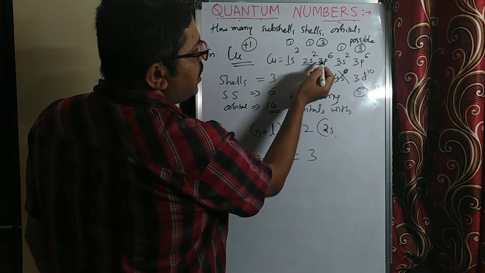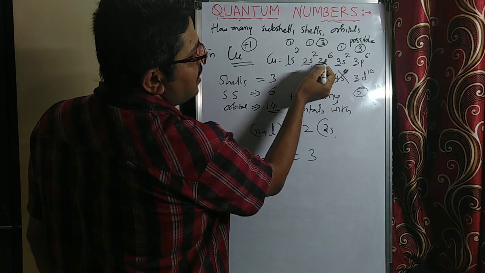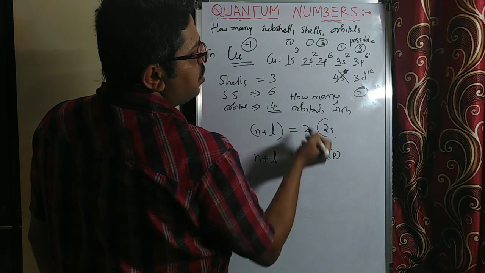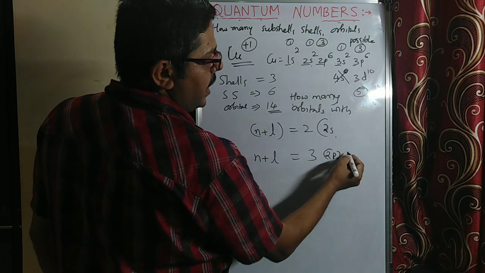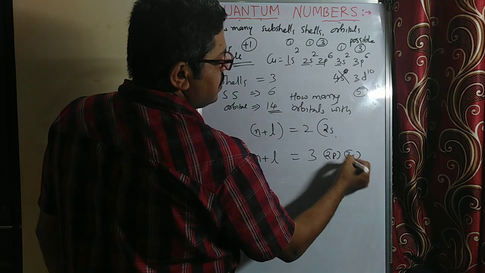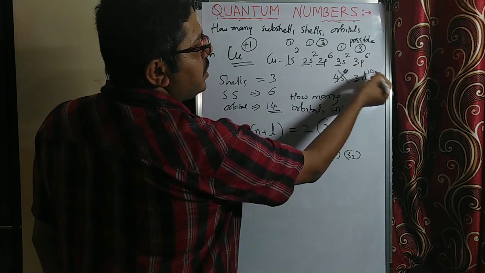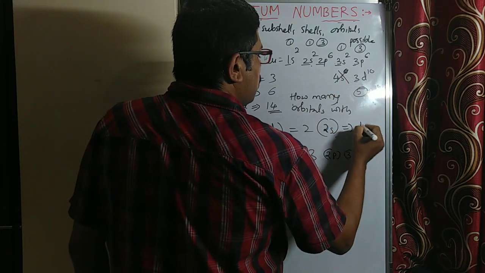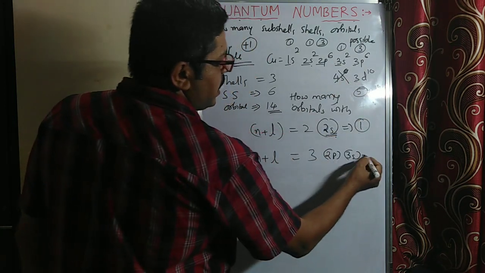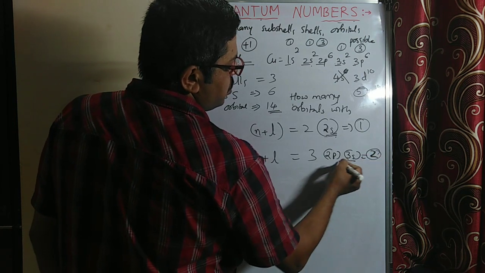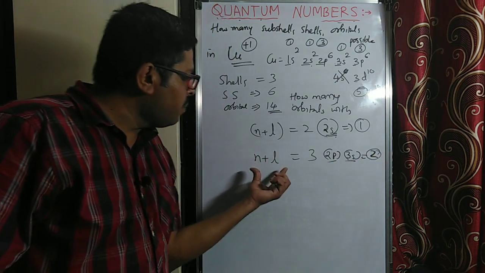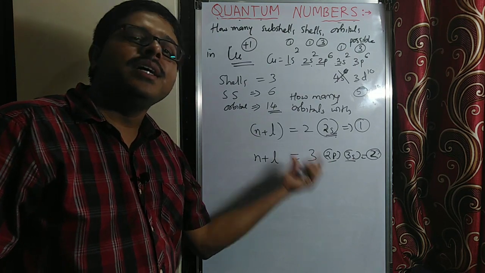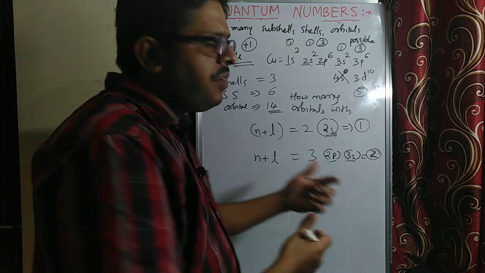2p means 2 plus 1, 3, so it comes under n plus l equal to 3. 3 plus 0, so 3s is 3 too. 3p is 3 plus 1, that is 4. 3d means 3 plus 2, that is 5. So the answer for n plus l equal to 2 is only one orbital, only 2s. 3s and 2p are possible with n plus l equal to 3. So for n plus l equal to 3, that is 3 orbitals possible.